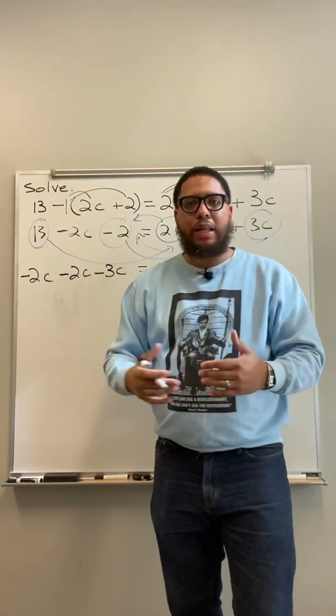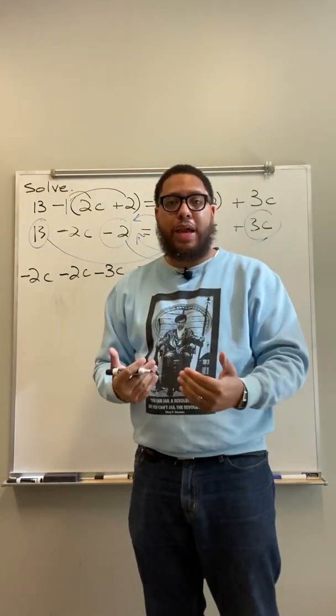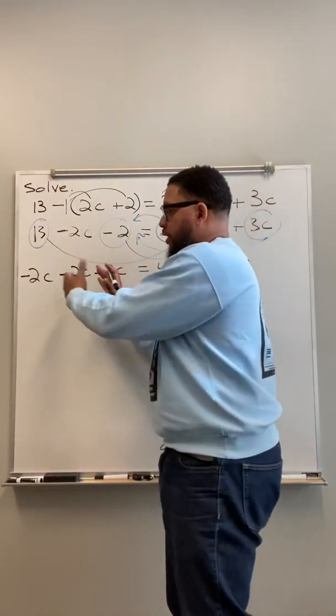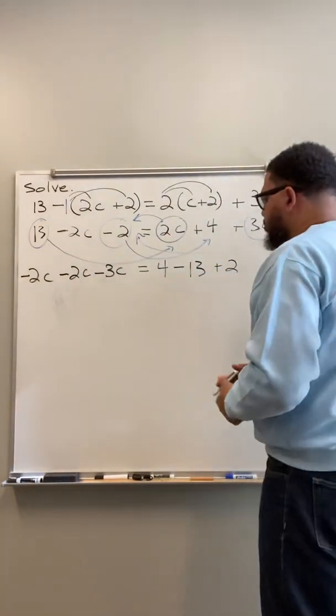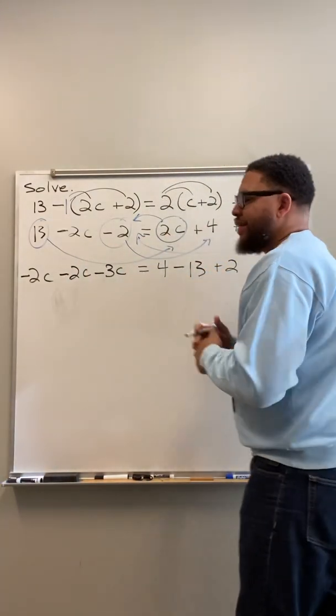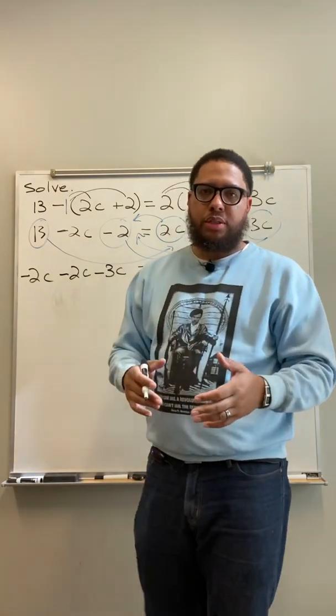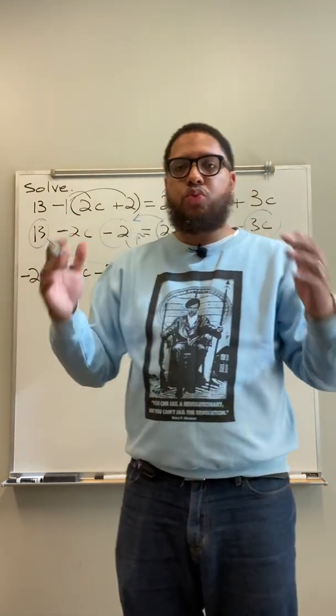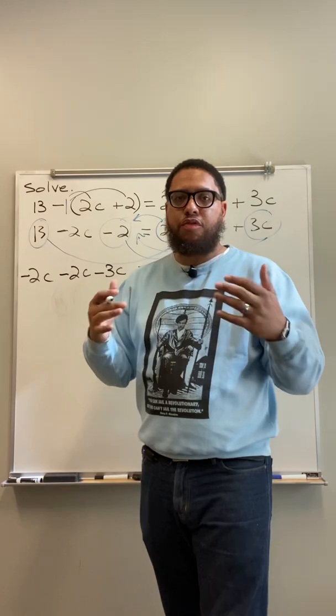Now I can combine like terms. So I can do my addition and subtraction with everything on the left side, and I'll also do my addition and subtraction with everything on the right side. This is one way to solve this equation. This is not the only way, but this is one way. And I think this is a very efficient and effective way.